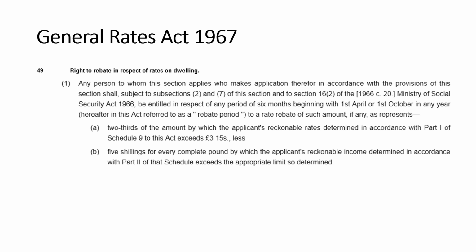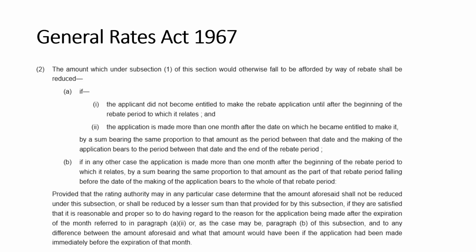Now, given the fact that fraud doesn't have an expiration date, anybody that has property that's been taxed incorrectly or unlawfully would be entitled to get that refund. Okay, because fraud doesn't have an expiration date, and fraud destroys all that it touches. And then it talks about 5 shillings and composite pound application revocable income. We don't use that anymore. General Rates Act 1967. Again, the applicant did not become entitled to make a rebate application after the beginning of the rebate period which it relates, which is incorrect because, as I said, fraud destroys all that it touches.